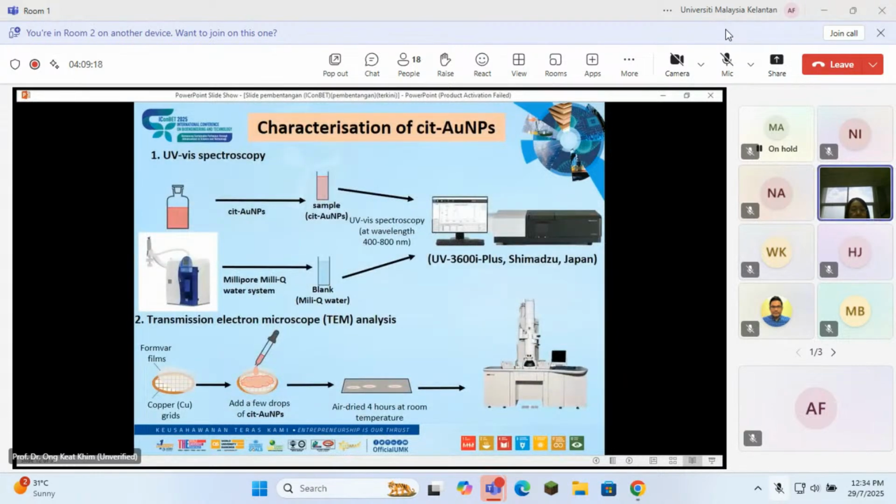After we synthesize, we have to characterize the citrate gold nanoparticles. We want to make sure whether the gold nanoparticles are formed or not, so we use UV spectroscopy and also TEM analysis.